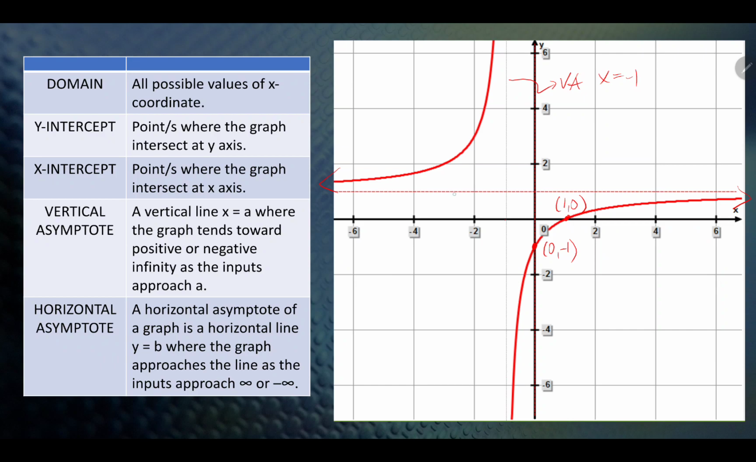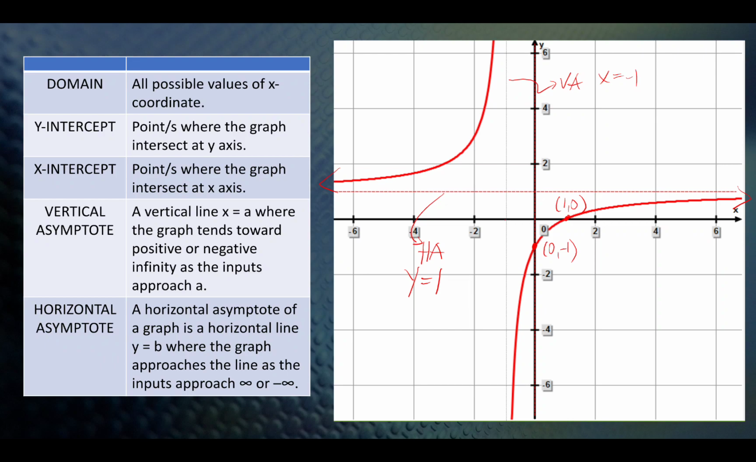For the horizontal asymptote, you see this broken line. This is our horizontal asymptote. We use y equals 1 for this example. You draw a horizontal line at that y value where the graph approaches the line as the input approaches positive infinity or negative infinity.